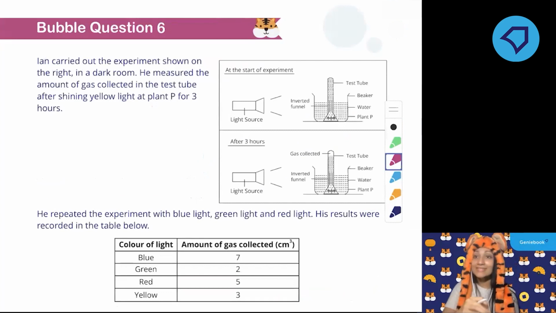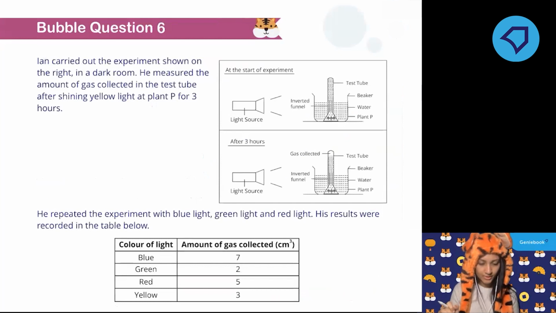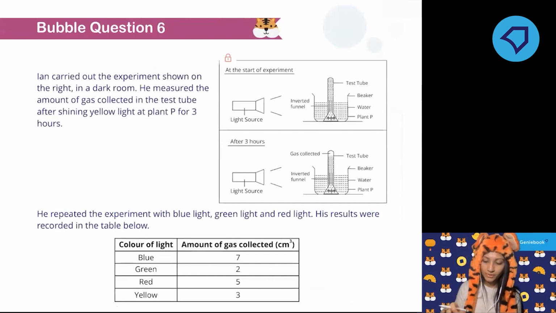All right, last question for today. Last bubble question for today. Ian carried out an experiment in the dark room. He measured the amount of gas collected in the test tube after shining yellow light. Ian has different types of colored light. He has blue, green, red, and yellow torchlight. When he shined different colored lights onto the plant, he noticed that the amount of gas collected is different. So first of all, what is the gas that we're talking about here?